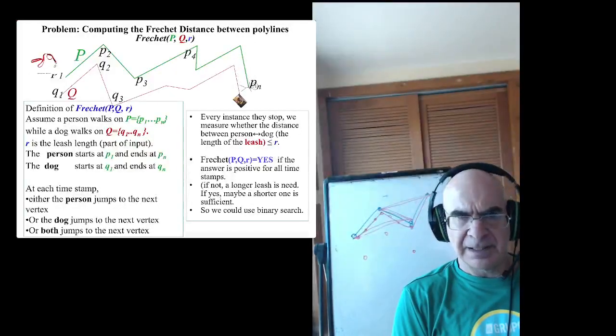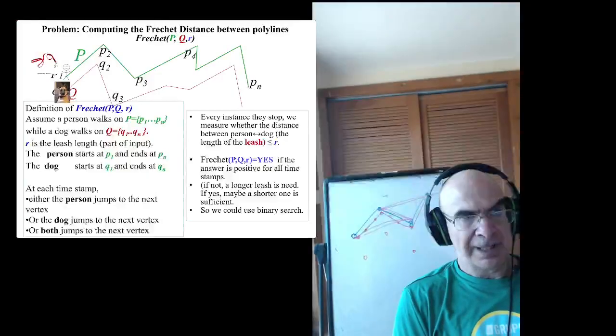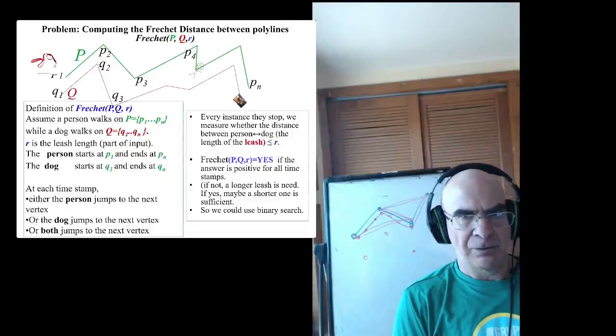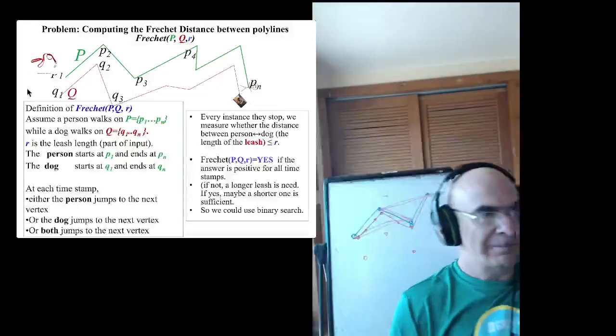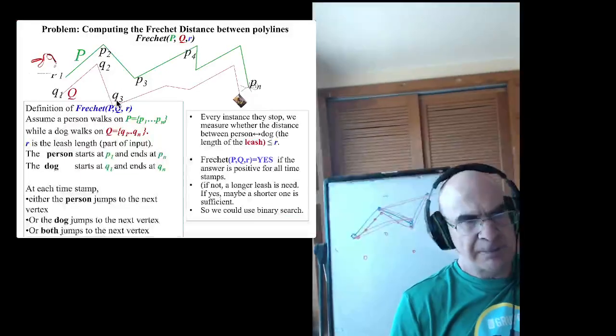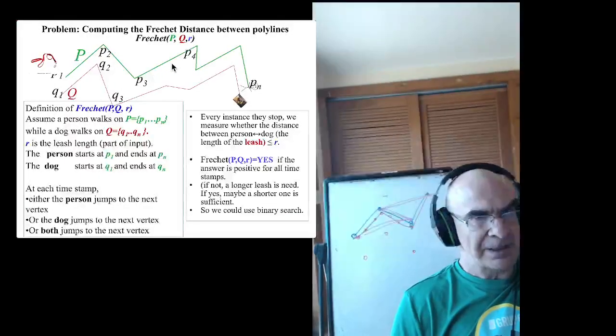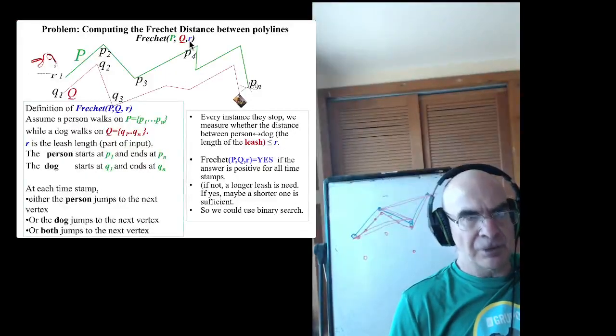Again, they both have their trips from the beginning to the end while the distance between them is never more than 17. And the answer is that it depends on who moves when. We said they are all moving together, but if they try to stay close to each other, maybe they need to wait for each other, maybe they need to move a bit faster. But if there is a way, is a leash of length 17 long enough or not?